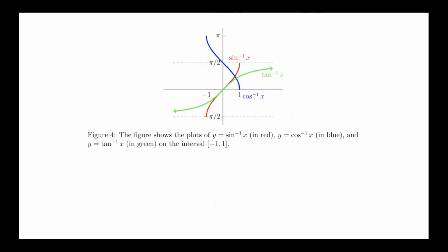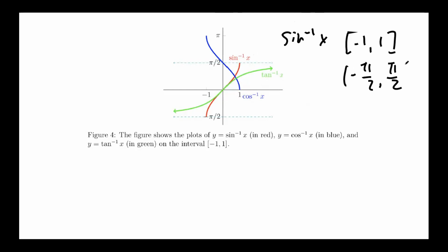Okay, and then we'll also just briefly take a look at the inverse trigonometric functions. So probably the most important thing to keep in mind is the domains and ranges. So sine inverse of x has domain -1 to 1, and range negative pi over 2 to pi over 2.